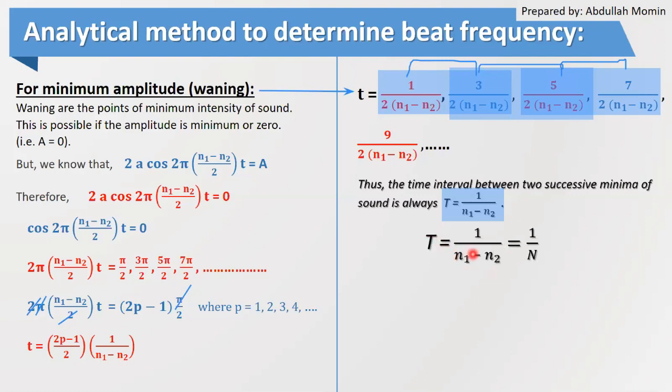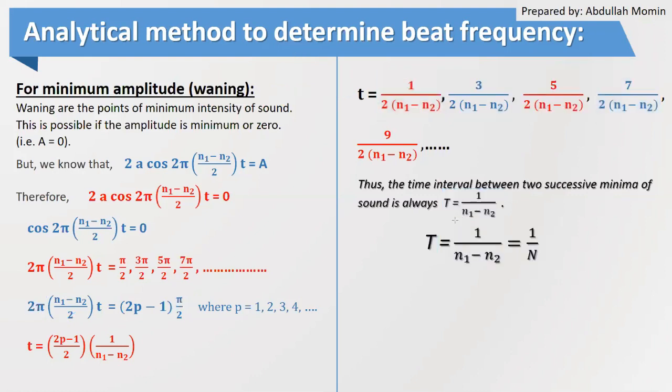But the reciprocal of frequency is equal to time period, or we will say that time period t is equal to 1 upon n. And what is the equation of t? That is 1 upon n1 minus n2. So by considering these two terms, we will write our next equation: 1 upon n1 minus n2 is equal to 1 upon n. That is the frequency of maxima, that is the frequency of minima.